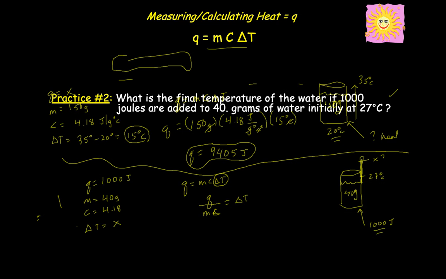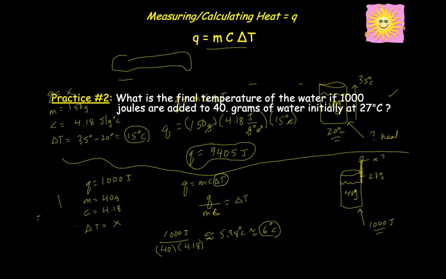So I have my formula here. Okay. So I'm going to put the values in. I have 1,000 joules. Okay. Divided by my mass times 4.18. Okay. And I'm going to get approximately 5.98 Celsius. Okay. Which we'll say is about 6 Celsius. So that's fine. But that's not my final answer.